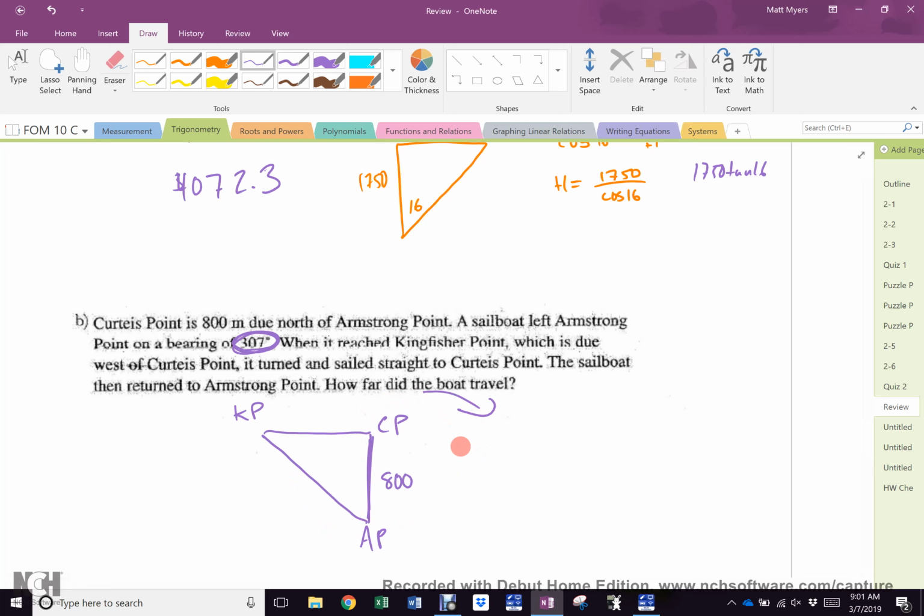I'm facing north right now. If I turn all the way around, 360. I only turned 307. So what's left in here? 53. All the way around is 360. I turned 307. So what's left in here? 53. Now I use that to find all these.